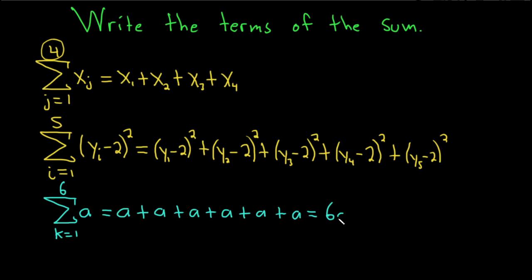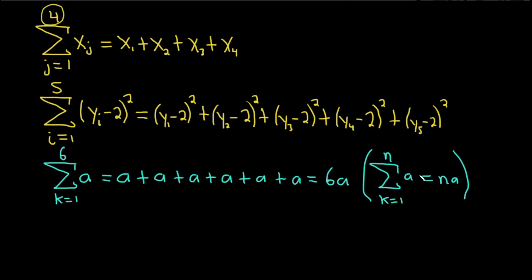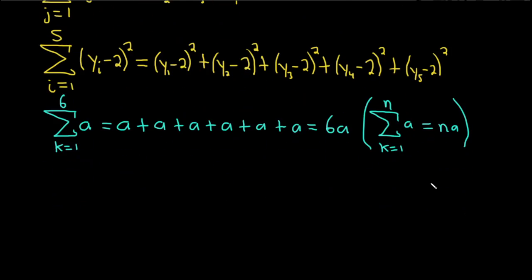So it's 6a. You could see that if you had an n here, what would happen is you would just get na. So if you had something like this, k equals 1 to n of a, you just get a plus a plus a plus a, and you get n a's. So it's just n times a. Really, really useful formula. So here it's 6, so you see it's 6a, but whenever it's an n, you just get an n. Very, very useful for math and statistics and stuff like that.